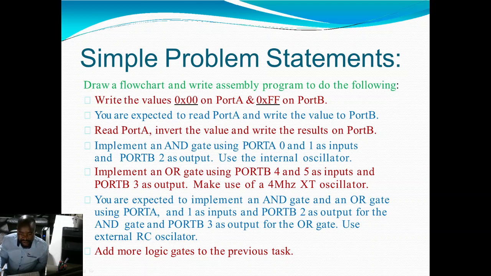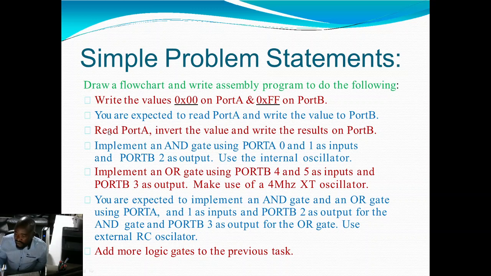In the last two videos, or the first two videos of PIC assembly programming, I promised you more examples, and in this video, that's exactly what we're going to do. I think in those two previous videos, we did the first two examples, where you were expected to write 0 on port A and write FF on port B. And we also did where you had to configure port A as inputs and read the state of port A pins and write it to port B, where port B was your output.